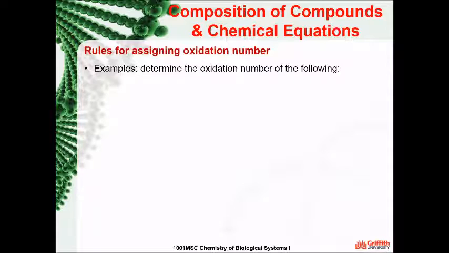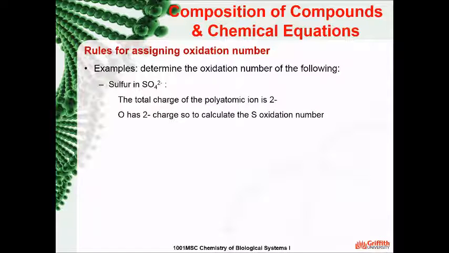So we need to determine the oxidation number of the following. The sulfur in SO4 2-. The total charge of the polyatomic ion is 2-. Oxygen has a 2- charge, so to calculate the sulfur oxidation number, we need S plus 4 times -2 equals -2. So S minus 8 is equal to -2. Therefore, S must be +6.